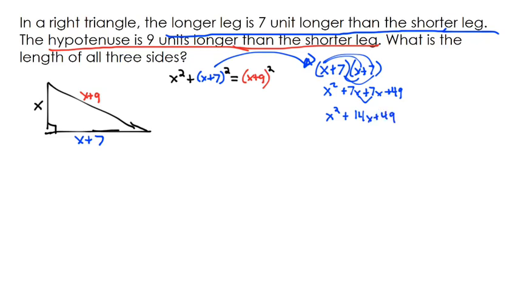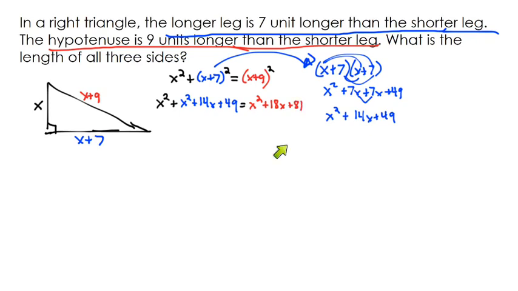Let me bring that back in and copy down what we have. We have x squared plus 14x plus 49. For the sake of time in this video, I'm not going to do the same thing with this red binomial, but if you took x plus 9 times x plus 9 and came over to the side and multiplied it out, you should end up with the trinomial x squared plus 18x plus 81.